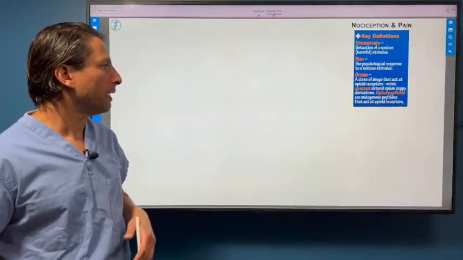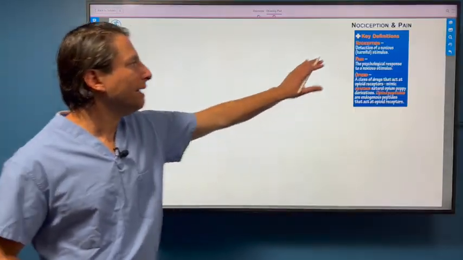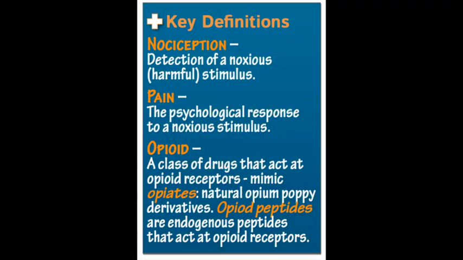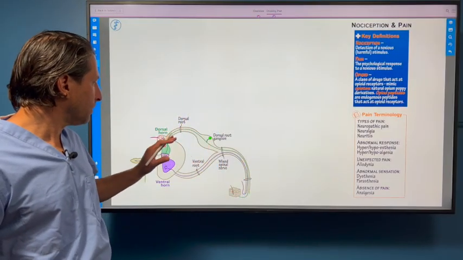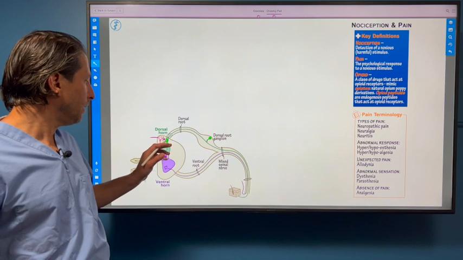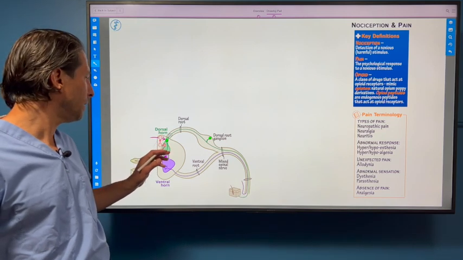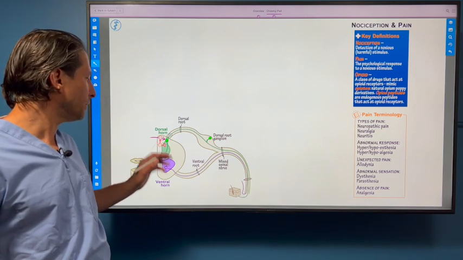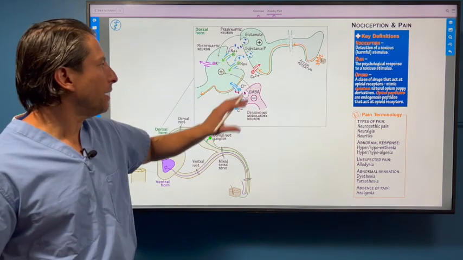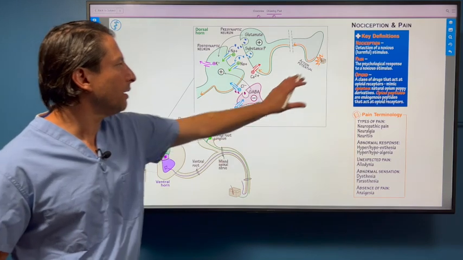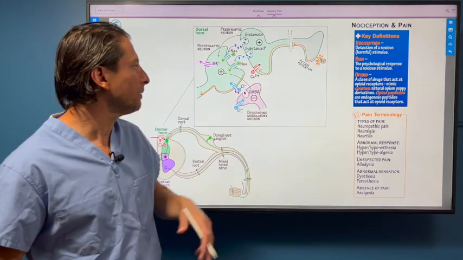Nociception and pain, our final topic here. Key definitions. So nociception is the detection of a noxious, a harmful stimulus, whereas pain is the psychological response to a noxious stimulus. So here's our core anatomy right here, dorsal root ganglion, dorsal root, activating a neuron in the dorsal horn here, and then we have an interneuron and a modulatory innervation as well. This is the setup for the pain system here. We see our noxious stimulus here.